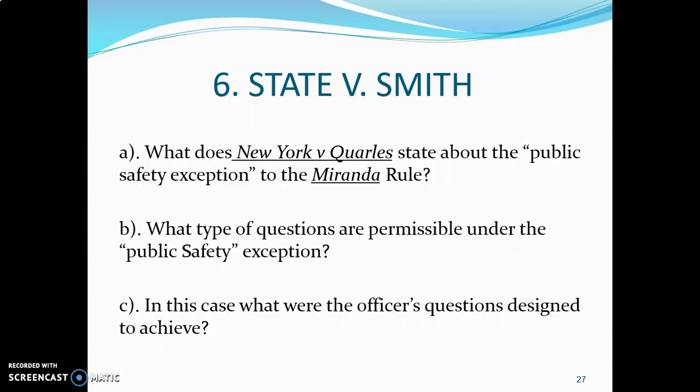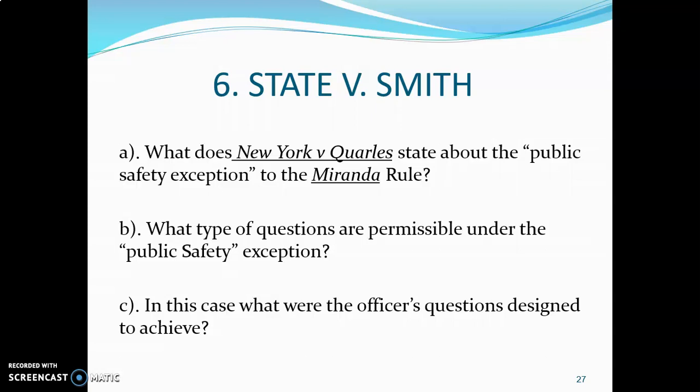Okay, so the next case that we have is Maryland versus Shatzer. So you have a suspect that's incarcerated on a sexual assault charge in 2003. You have officers that interview him, and he invokes his Miranda rights.